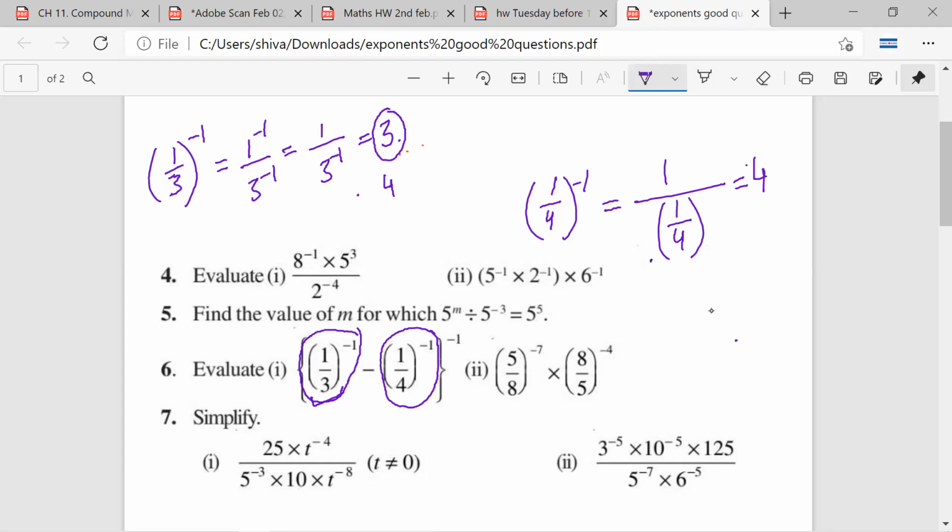Oh sorry, wait, sorry. Nothing. See, that is a very typical question and typical confusion that people have. 4 raised to power -1 is not equal to -4.